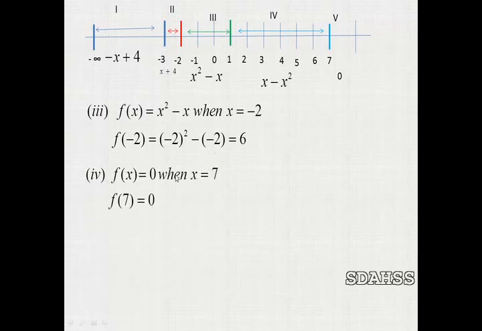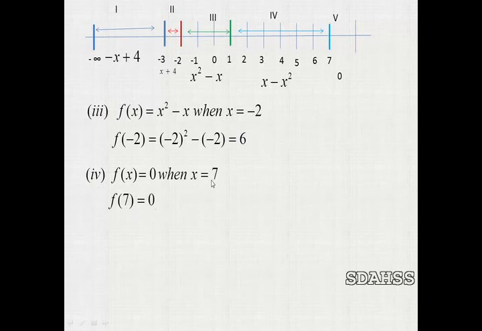Fourth one, 7. 7 is located in the fifth interval. Its function is 0. So f of x is equal to 0. Substitute x is equal to 7. So f of 7 is equal to 0.